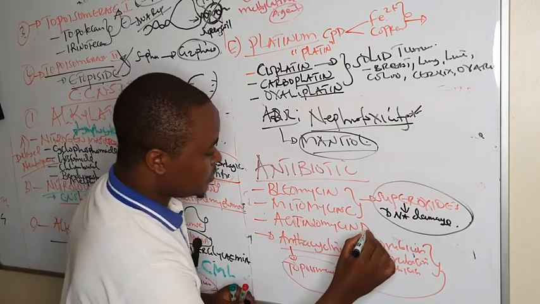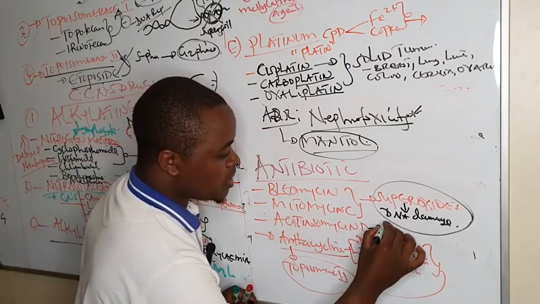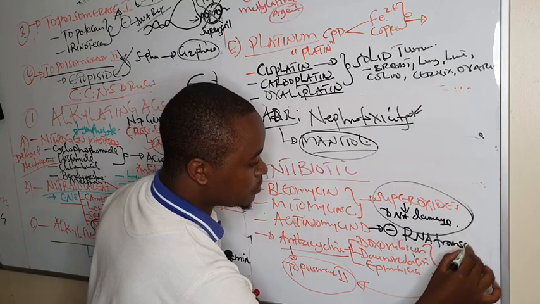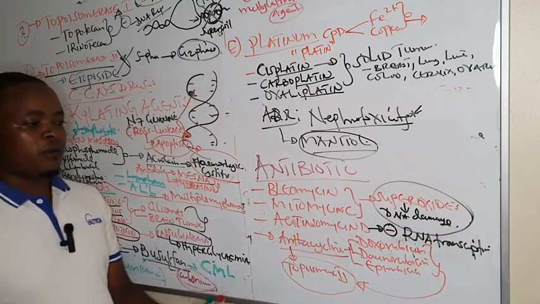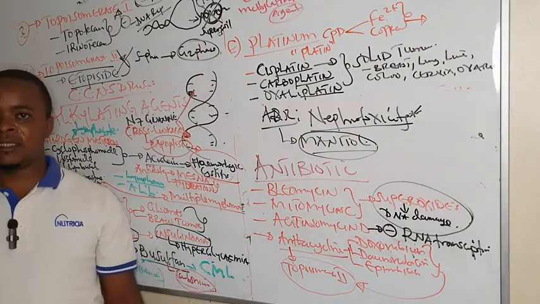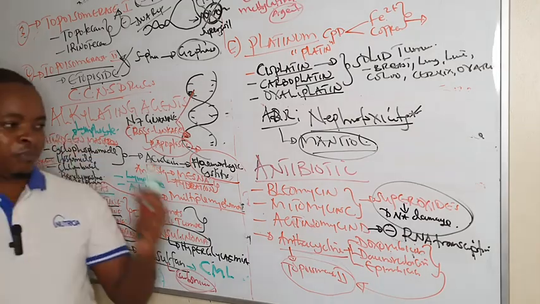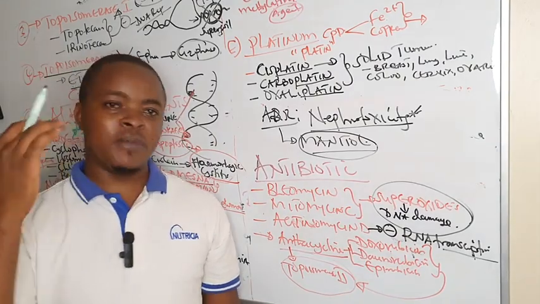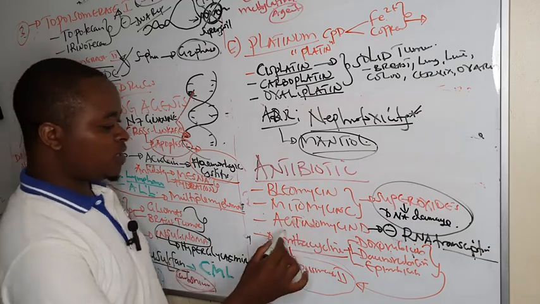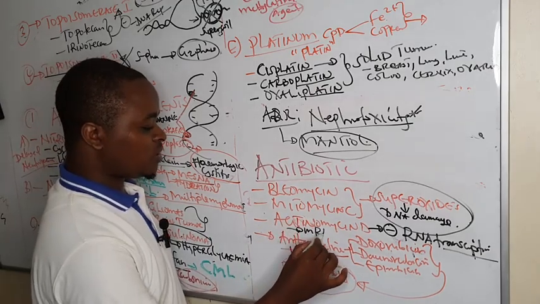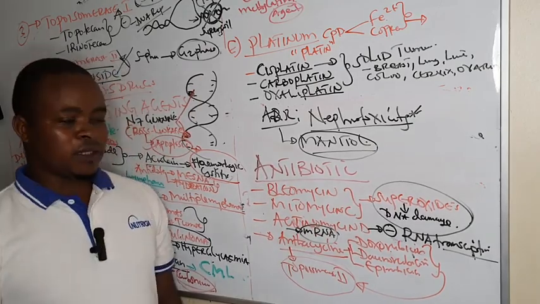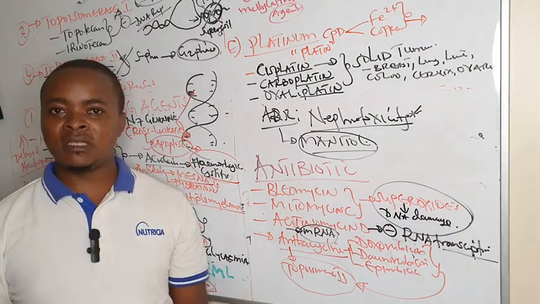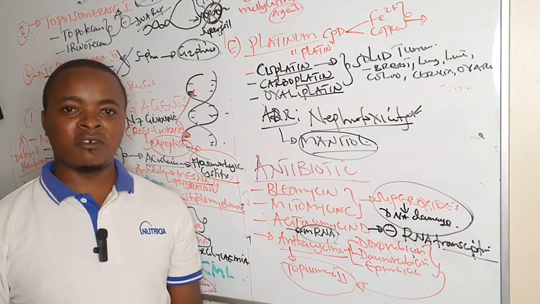Then actinomycin D acts by inhibiting RNA transcription. It targets RNA transcription by inhibiting RNA polymerase, which participates in transcribing DNA into messenger RNA. So it prevents formation of messenger RNA. That is actinomycin D.